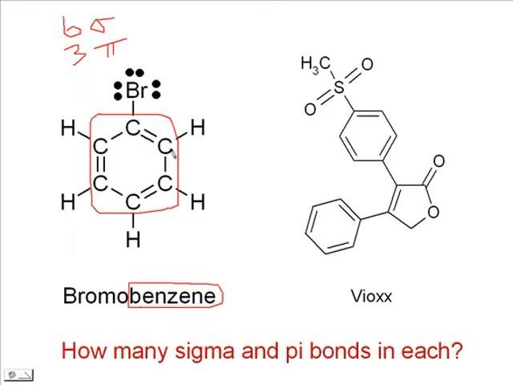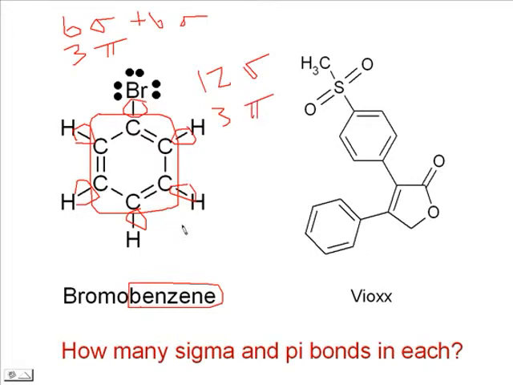But I'm not done. If I want to do this for the whole molecule, then I've got a single bond between the carbon and the bromine, and then a sigma bond between the carbon and each of the other 5 hydrogens. So that's going to give me another 6 sigma bonds. So for this bromobenzene molecule, what I've really got is 12 sigma bonds and 3 pi bonds.